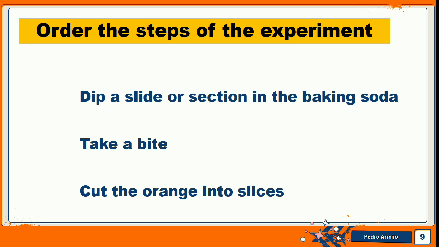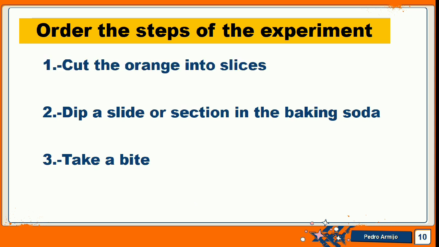Okay, let's check it. Here we have the order of our steps in our experiment. Number one, cut the orange into slices. Number two, dip a slice or section in the baking soda. And the last one, take a bite. Okay, were you correct? Okay, very good, guys. We can continue.